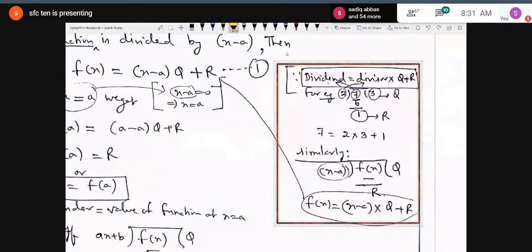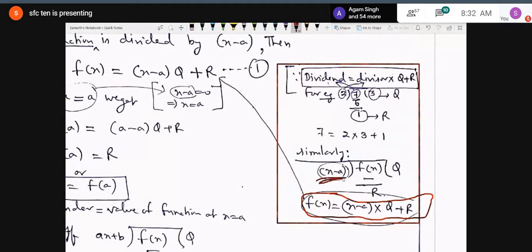You have read this property: dividend, what is f(x) over here? Dividend. And what is x minus a? Divisor. And q represents the quotient and r represents the remainder. Like if I take the example 7 divided by 2, quotient will be 3 and remainder will be 1. So you can write 7 is equal to 2 into 3 plus 1. Similarly, over here the dividend f(x) is equal to (x minus a) into q plus r. x minus a is the divisor, q is the quotient and r is the remainder.